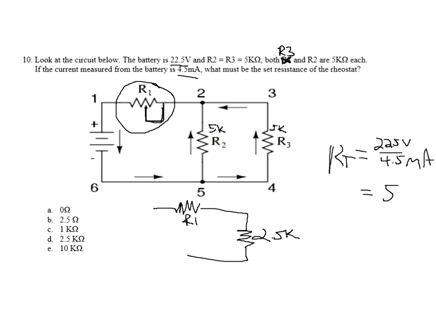Well, how about that? It works out to be 5K. All right, now look, I have 2.5K here. What does this have to be set at to get a total of 5K? So I can generate 22.5 volts and 4.5 milliamps. Well, what added to 2.5 will give me 5K? Well, of course, the answer there is 2.5K.